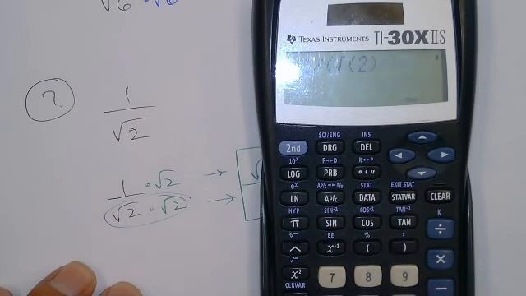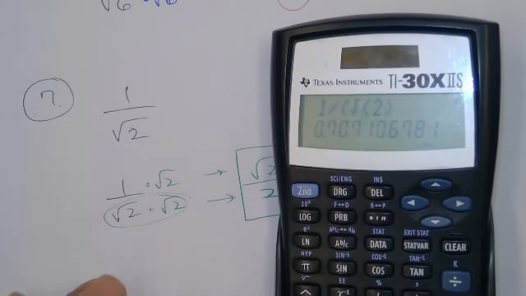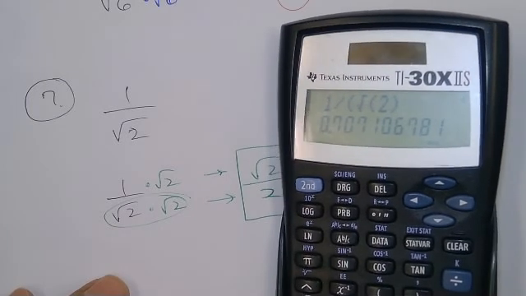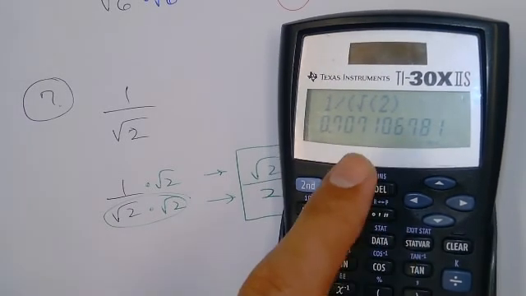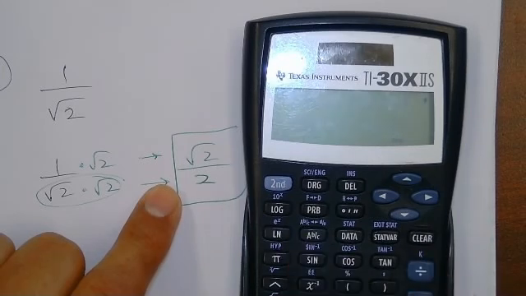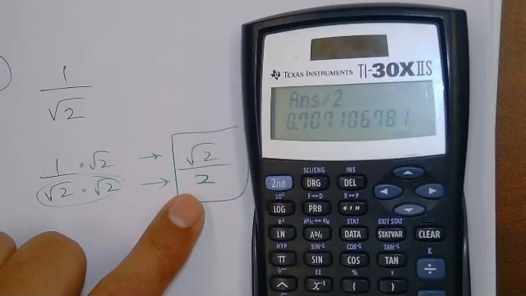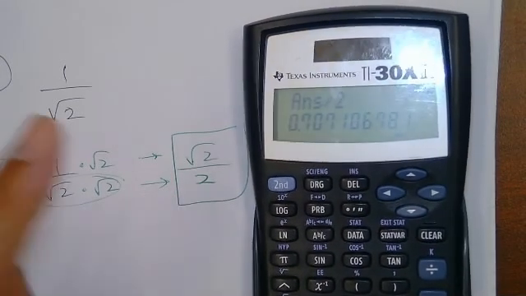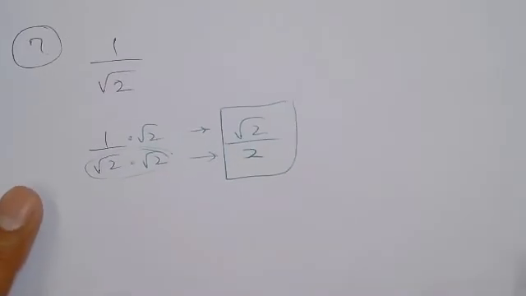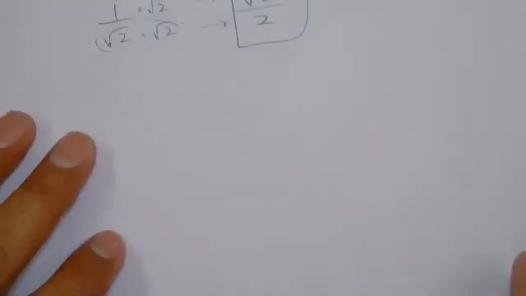1 divided by parentheses the square root of 2, close the parentheses. All right, you guys remember that? That's this one. 1 over square root of 2 gives me this value, .7071. Now let me do the square root of 2, get that answer, and then divided by 2. You guys see it? Yeah. It's the same. It looks really different, but it's not. It's the same thing. Okay.